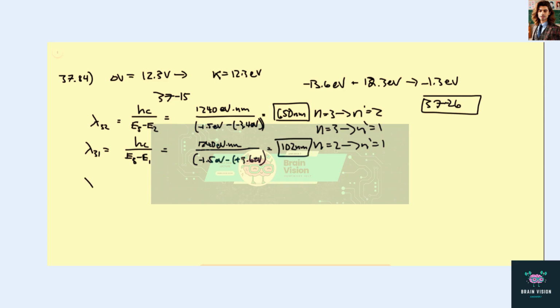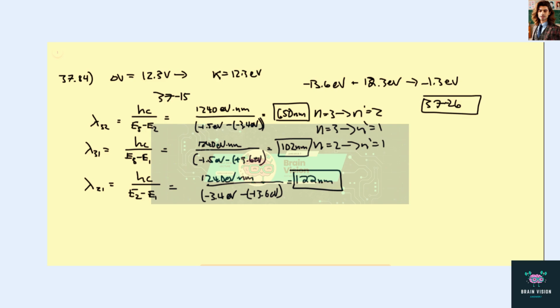Awesome. And lastly, the last transition we have available is n equals 2 to 1. So lambda 21 here is hc over E2 minus E1. This is 1240 eV nanometers divided by negative 3.4 eV minus negative 13.6 eV. Cool. If we plug this in, we get an answer of 122 nanometers. So these are the possible wavelengths that will be emitted, 3 different ones.